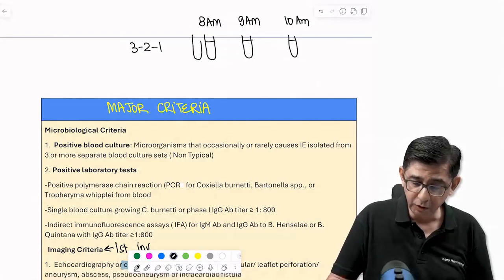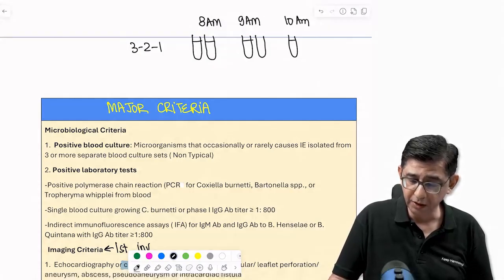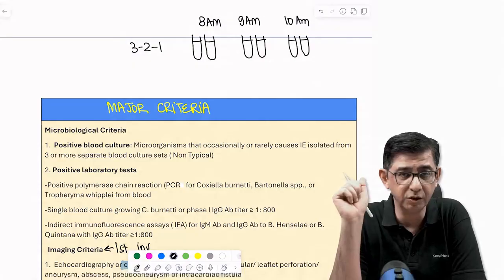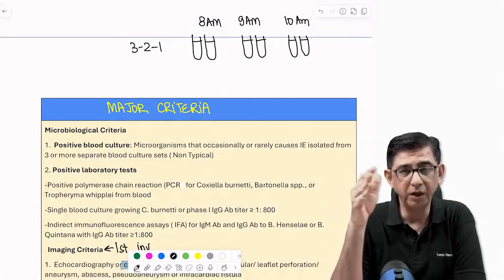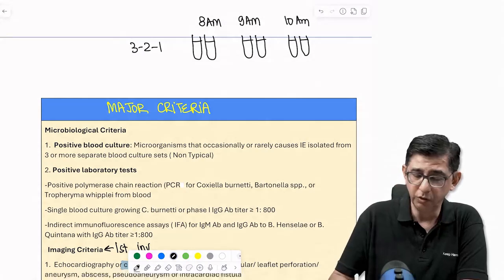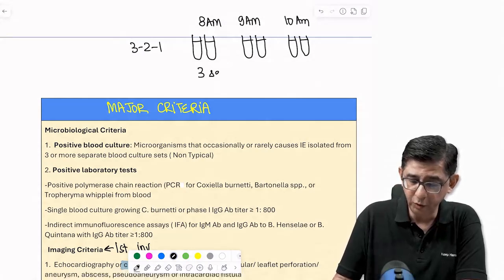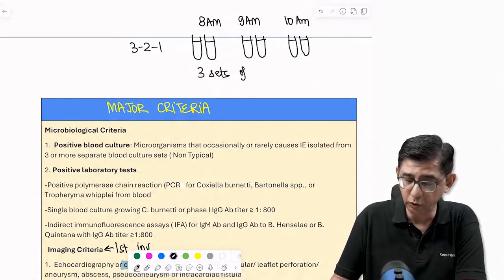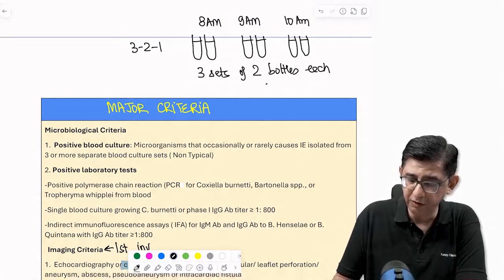And then we should be taking 2 bottles each. That is, like I was saying, 20 ml blood now. So the 20 ml blood is 10 ml, 10 ml in each culture bottle, because aerobic and anaerobic cultures both should be sent. So the technical data is that at 8 a.m. you will take 20 ml blood, 10 ml, 10 ml in each bottle. So it is 3 sets of 2 bottles each. It is 3 sets of 2 bottles each, at least 1 hour apart.